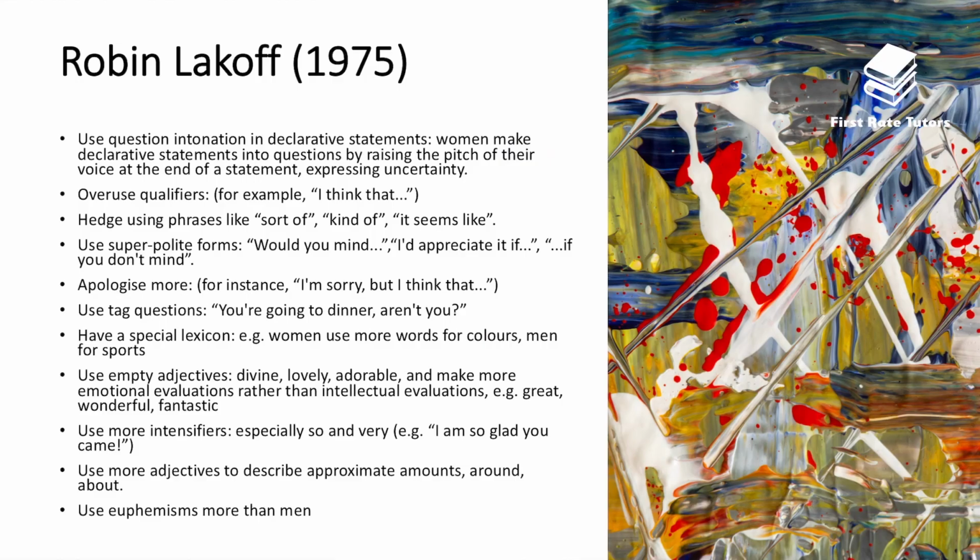They have a special lexicon. For example, women use more words for colours, men more for sports. They also use empty adjectives such as divine, lovely, adorable, and make more emotional evaluations rather than intellectual evaluations, for example, great, wonderful, fantastic. They use more intensifiers, especially so and very, for instance, I'm so glad you came. They also use more adjectives to describe approximate amounts, around, about, and they use euphemisms more than men.